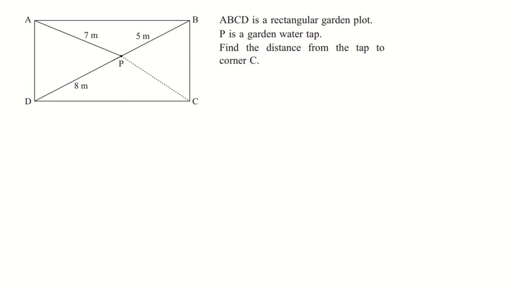ABCD is a rectangular garden plot. P is a garden water tap. Find the distance from the tap to corner C.